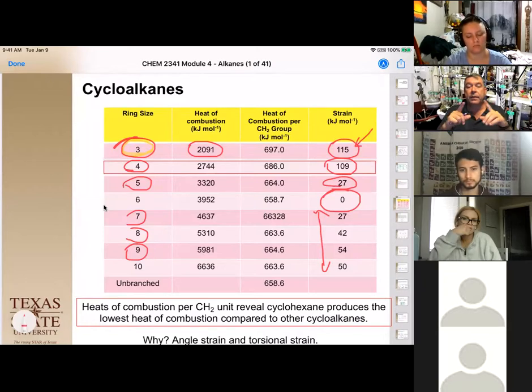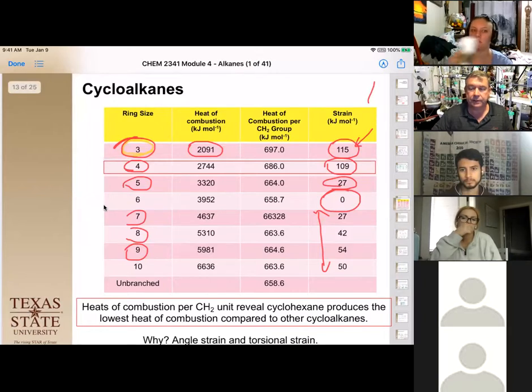Okay, so in each of these small rings, we're trying to get them smaller than 109.5, and in the bigger ones, they're trying to find a way to have as many at 109.5 as possible, but it's difficult. Okay, I think that answered your question, right?